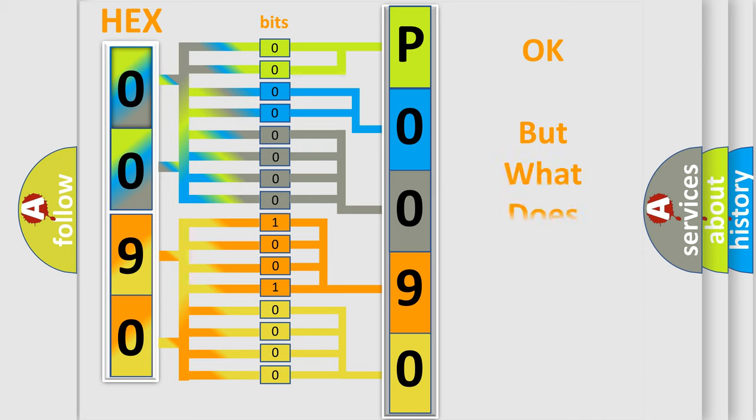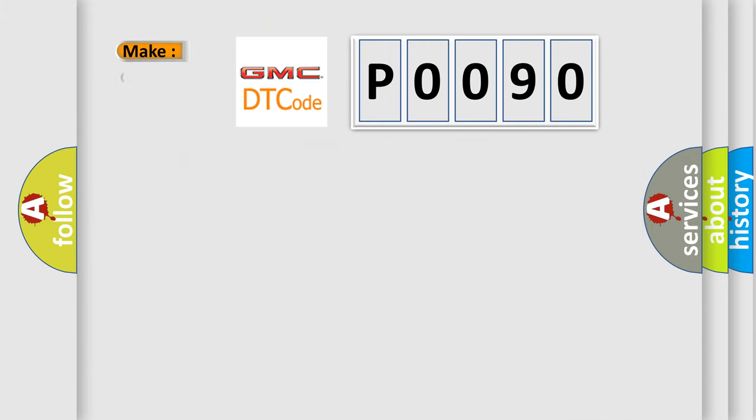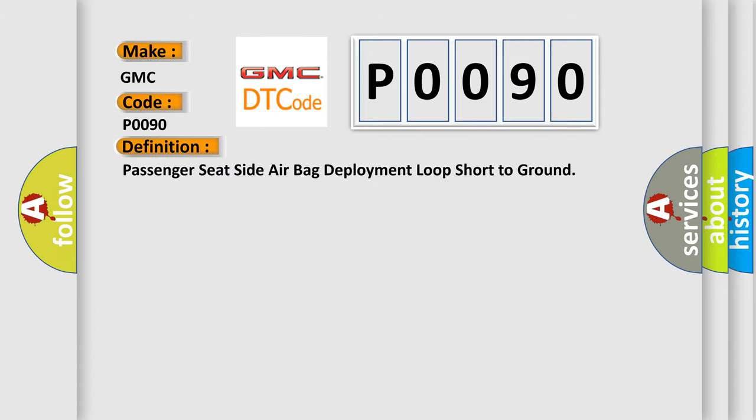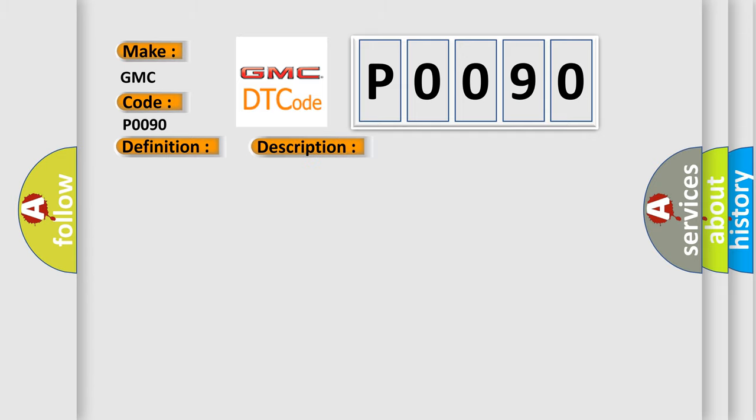The number itself does not make sense to us if we cannot assign information to what it actually expresses. So, what does the diagnostic trouble code P0090 interpret specifically for GMC car manufacturers? The basic definition is: passenger seat side airbag deployment loop short to ground. And now here is a short description of this DTC code.